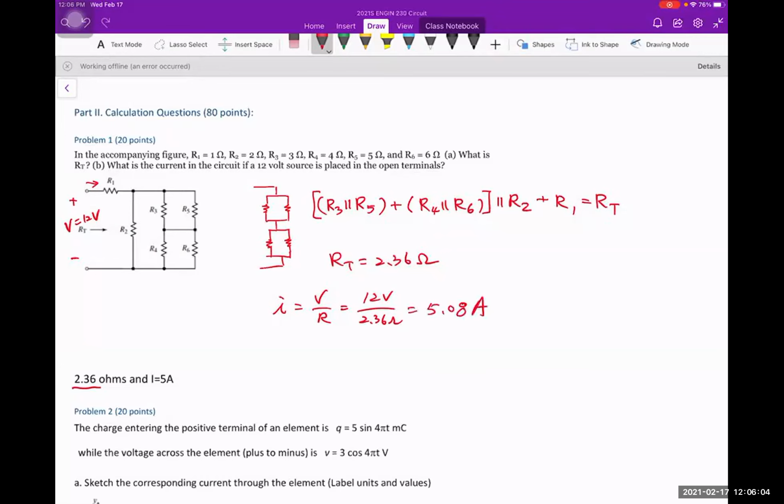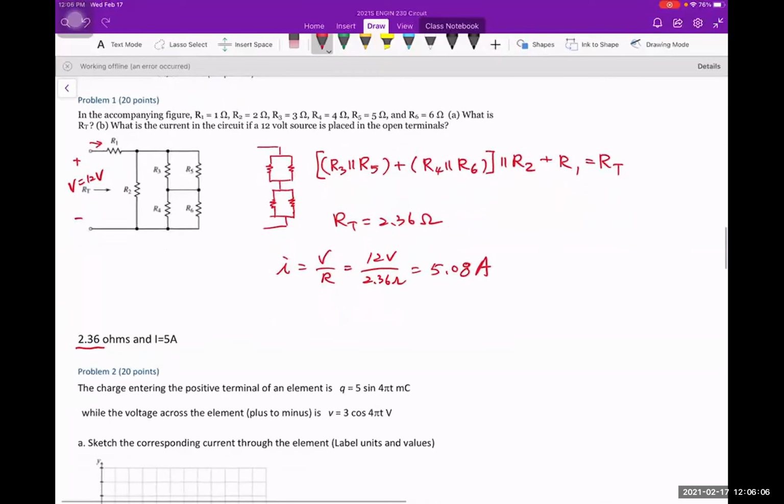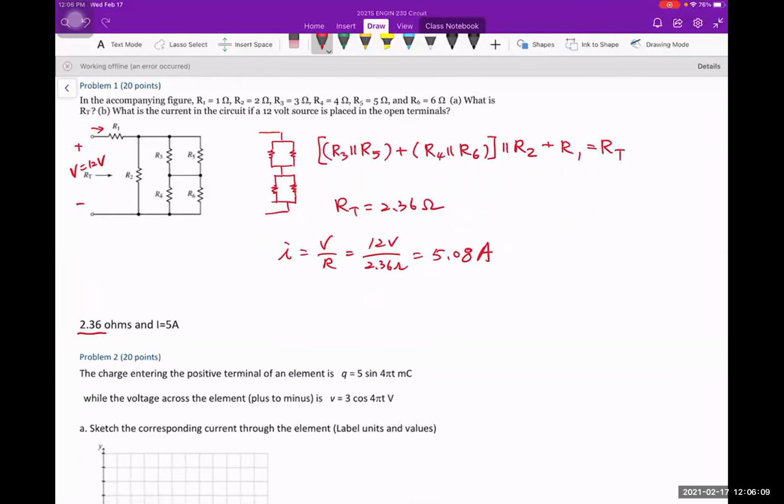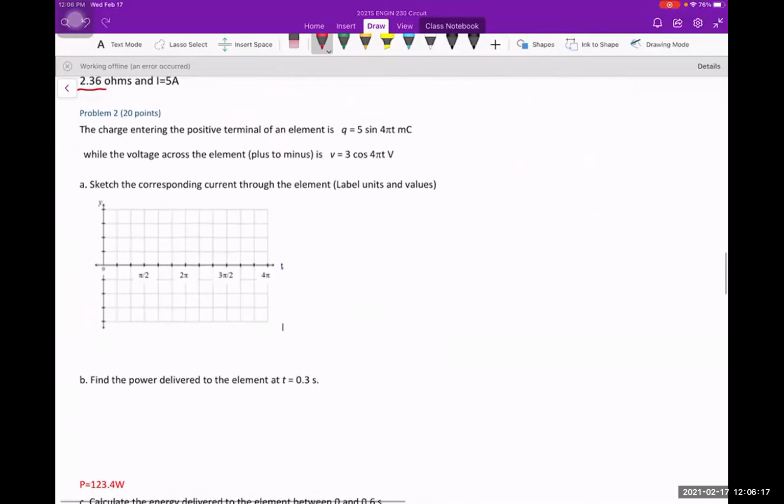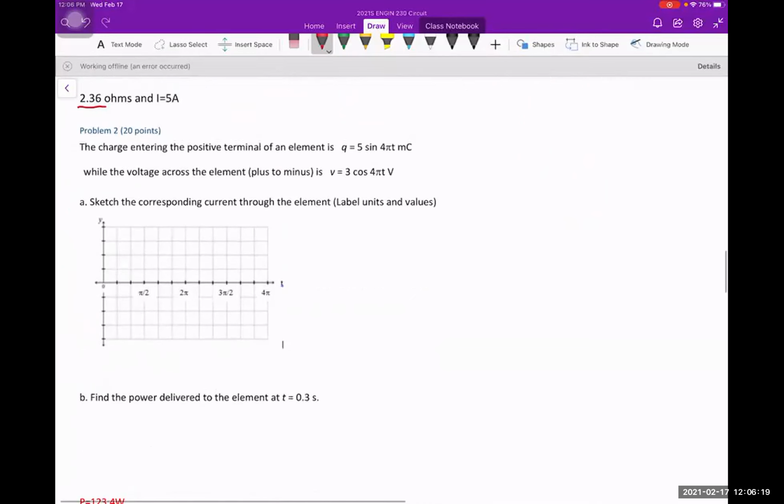Okay. All right. Any question about this one? That should be very simple. That's 20 points, you have to get these 20 points. If you miss this one, I will be very sad.